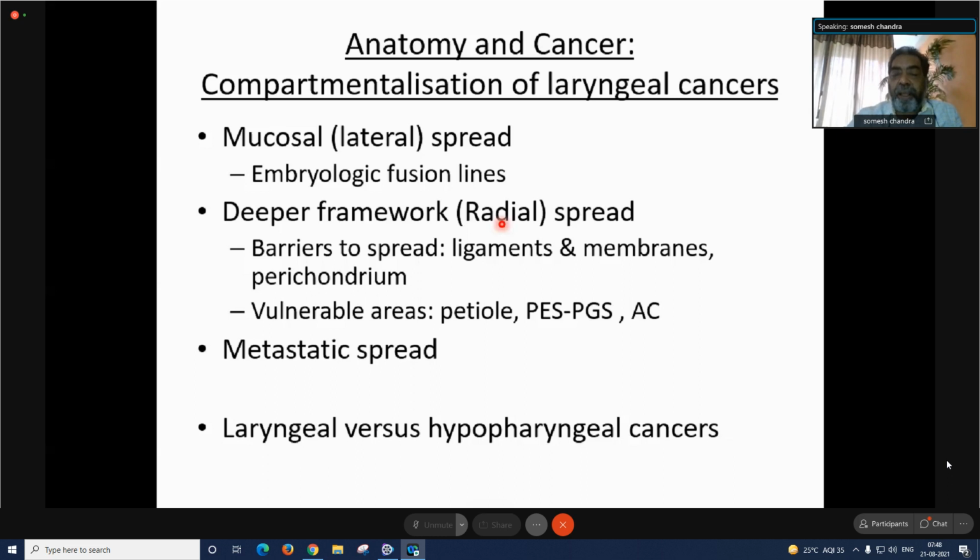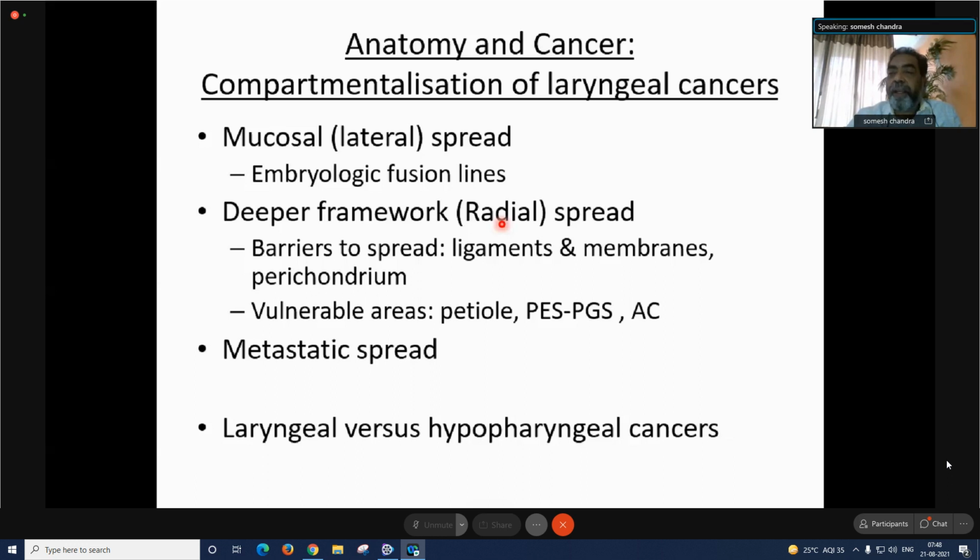So supraglottic laryngeal cancers, if they spread laterally, that's the mucosal spread, they get halted at the ventricle, and the radial spread gets contained by barriers to spread, which are the quadrangular membrane and the vocal membrane. And if they transgress the pre-epiglottic space and the paraglottic space, they can still not easily invade the exoskeleton, the cartilages, by the protection of the perichondrium.